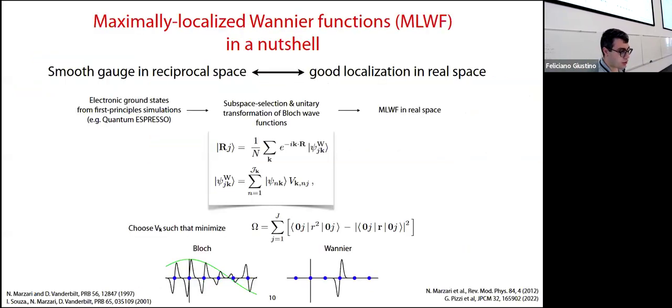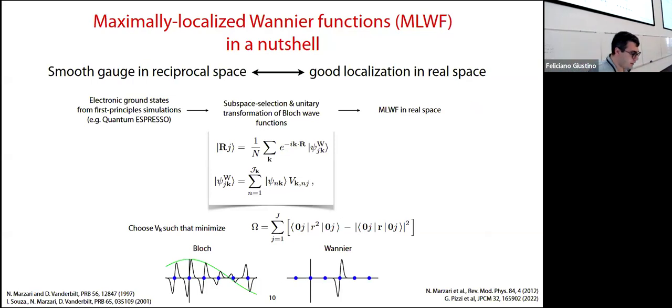okay? So in a nutshell, and this is really my last slide of recap, what you want is good localization in real space, and this translates in reciprocal space as trying to have the smoothest gauge that is possible, okay? So remember, if a Wannier function is localized in real space, this means that the gauge you have in reciprocal space is smooth, and vice versa, okay? This is a very fundamental concept.